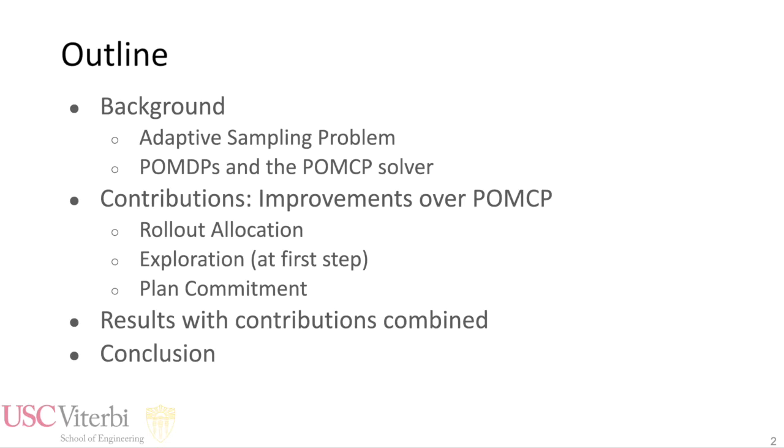We discuss three contributions. 1. Rollout allocation, where we decide how much computation to allocate at each step for the online planner. 2. First step exploration, where we look at different methods for selecting the best action from the decision tree inside POMCP. And 3. Plan commitment, where we discuss utilizing this tree for taking a sequence of actions instead of a single action, thus saving computation time.